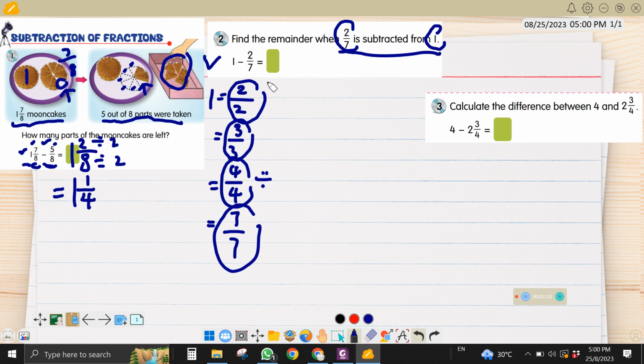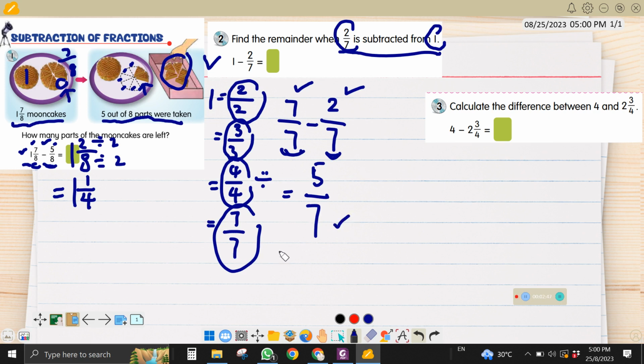So here we need to change 1 to 7/7. Why? Because we want to use the same bottom number, the same denominator. Then only you can minus. So when they are the same, then you minus. 7 minus 2 is 5. The bottom, 7, you just copy. So 5/7 is the answer.